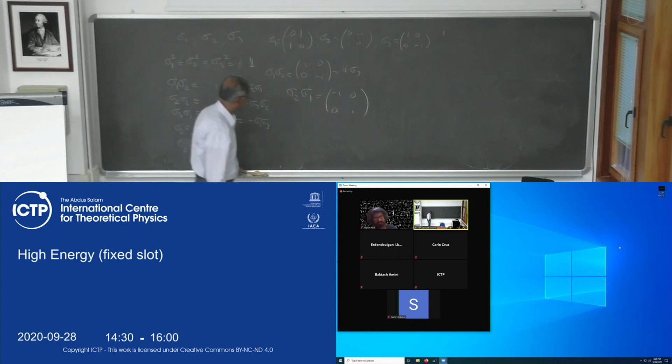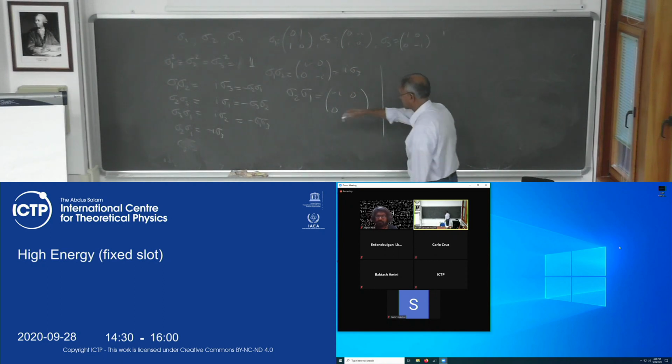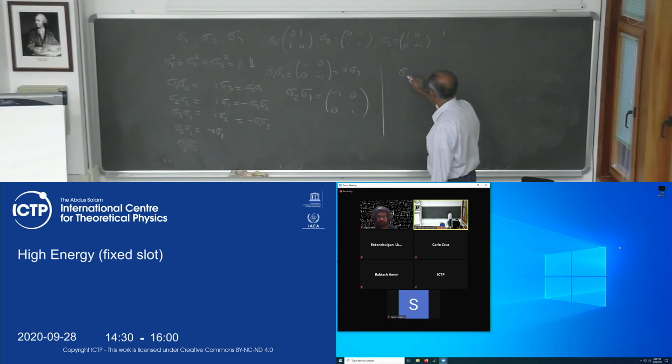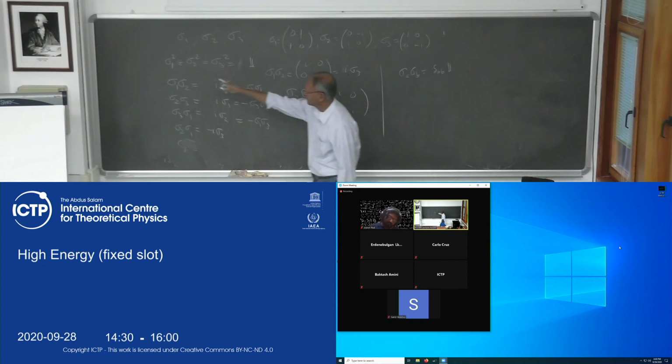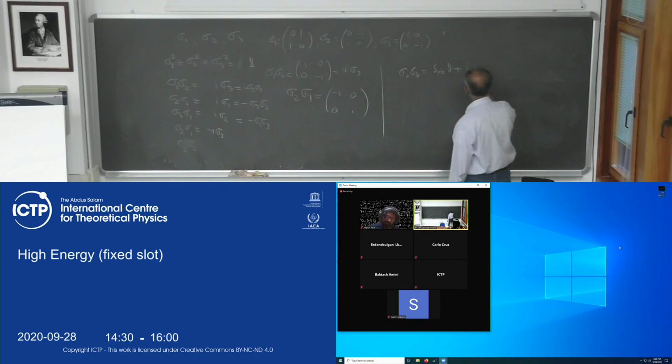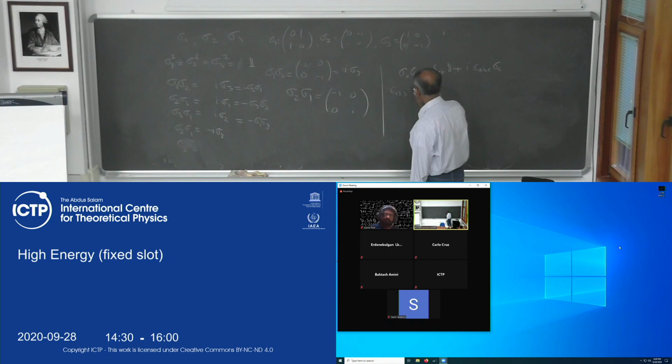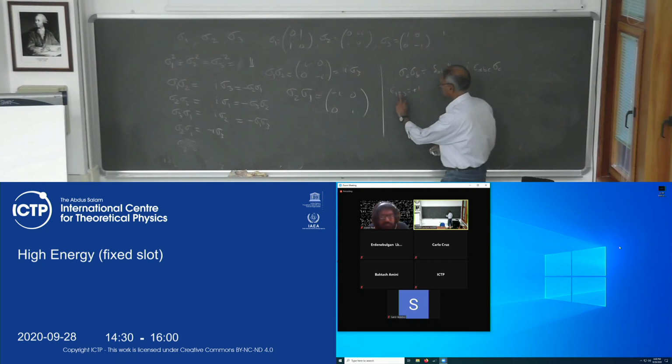So that's a rather interesting algebra here. In general, I can summarize these things by writing sigma A, sigma B is equal to delta AB times identity. Because whenever A and B are equal, you have these equations, right? That's identity. Plus i epsilon ABC sigma C, where epsilon 1, 2, 3 is plus 1. And it's antisymmetric. Every time you exchange two positions, you pick up a minus sign. This is totally antisymmetric.